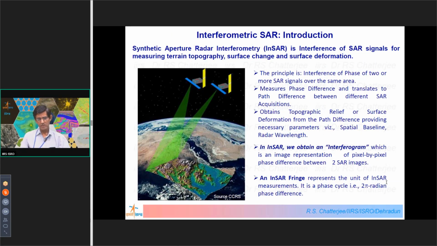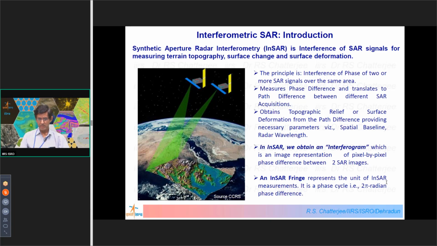Now coming to the main topic of today's lecture, that is interferometric SAR and differential interferometric SAR. First, the introduction. Synthetic aperture radar interferometry or InSAR is basically a technique of interference of SAR images. We need two SAR images, and then we need interference of the two SAR images for measuring the topography of the terrain, surface change, and most importantly for today's lecture, for measuring the surface deformation.